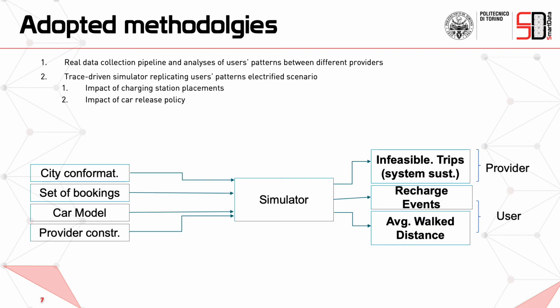Then I developed a simulator able to replicate the users' habits in an electrification scenario. It takes as input the users' patterns and the electric car sharing system setup, and measures the number of infeasible trips, namely the trips that the system was not able to fulfill because the battery completely ran out. Then the simulator adds other user discomfort metrics related to the car plugging operation.